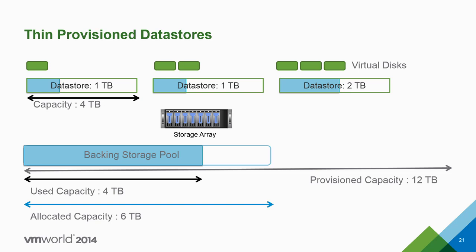What these arrays will do is that the storage admins will keep adding capacity to the backing pool as the data store gets filled up. So this is all good. I described the same thing at the VMDK level, and now I describe the same thing at the data store level. So which one should you use?